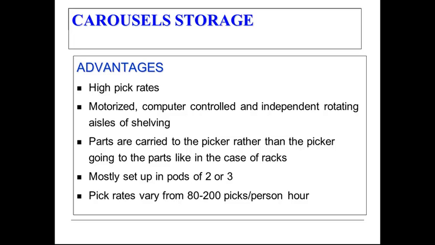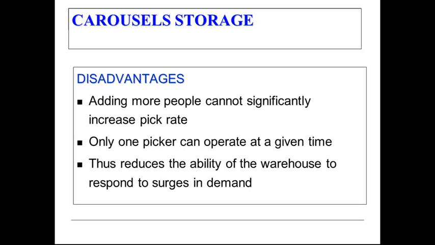In terms of carousel storage, some of the advantages are high peak rates, motorized computer control, and independent rotating aisles of shelving. Parts are carried back to the picker, rather than the picker going to the parts like in the case of racks. Usually set up in pods of 2 or 3, and pick rates vary from 80 to 200 picks per person an hour. And I don't think I put a picture of that one here.